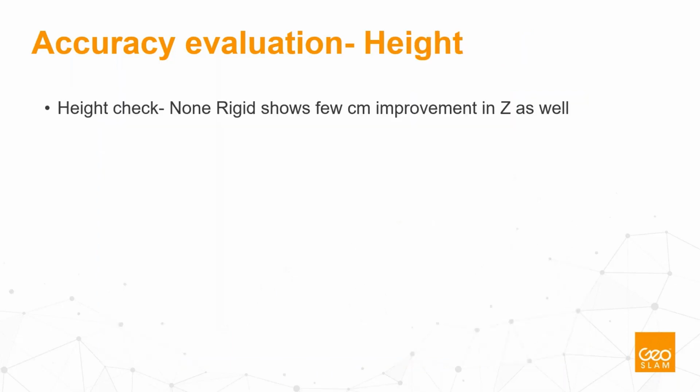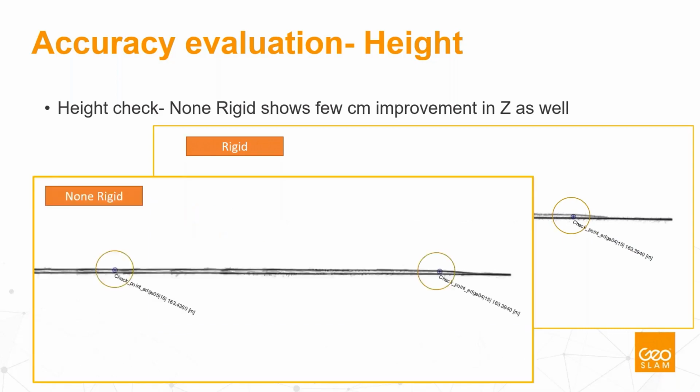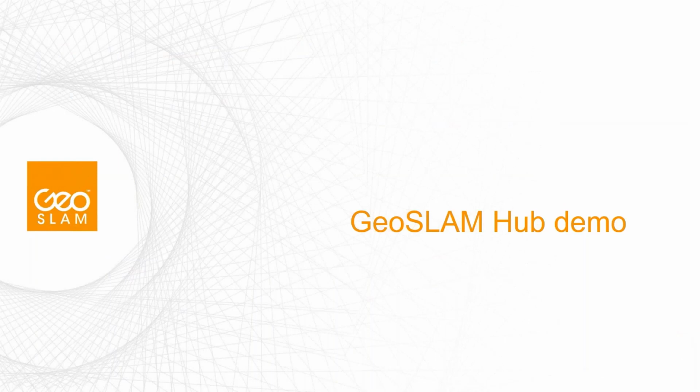About the height check, it's actually also quite interesting to see on the Z, because there will be some drift in open loops on the Z as well. So we can see a rigid section of the point cloud with those control points in the middle of it, slightly offset to fit the middle of the curve, whereas the non-rigid fits it much better and much closer to those control points, the point cloud.